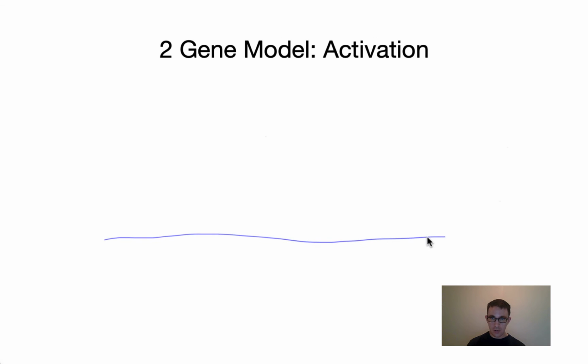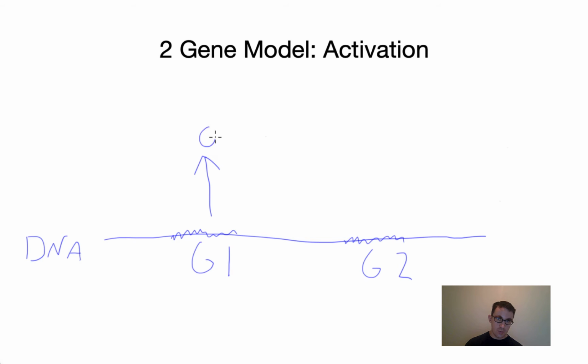So we have our DNA here. This is kind of the same idea as last time, where we have two genes. Call it gene 1 and gene 2, and then each one is expressed into a protein.